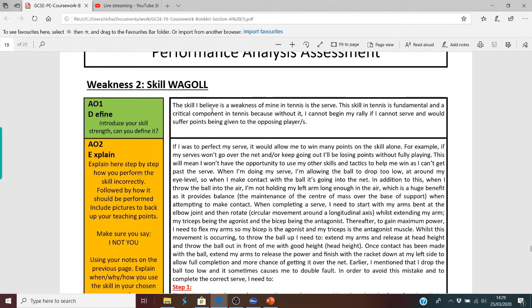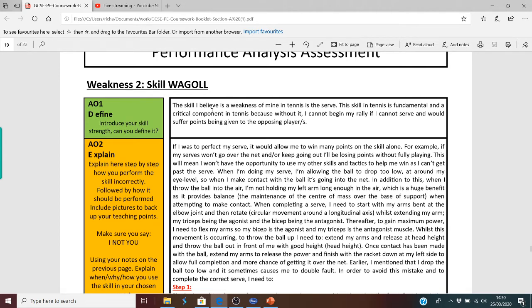So when completing a serve, I need to start with my arm bent at the elbow joint and then rotate, which is a circular movement along two axes, whilst extending my arm, my triceps being the agonist and the biceps being the antagonist. Therefore, to gain maximum power, I need to flex my arm so my bicep is the agonist and my tricep is the antagonist.